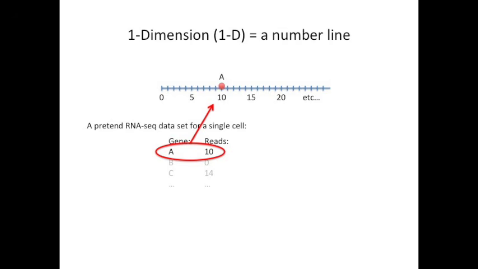Just like we did in first or second grade, A, with 10 reads, gets a dot at 10. Gene B, with 0 reads, gets a dot at 0. And lastly, gene C, with 14 reads, gets a dot at 14.